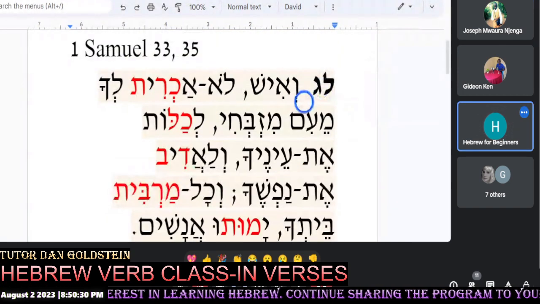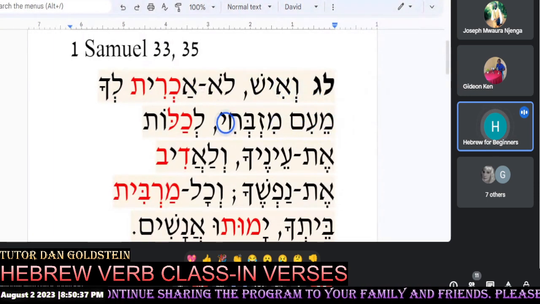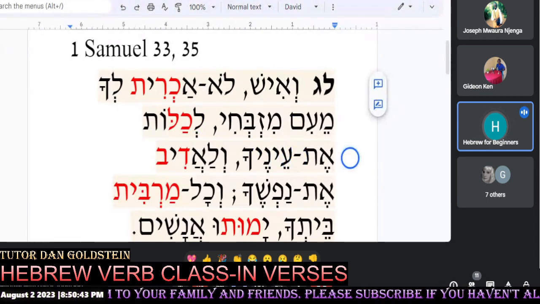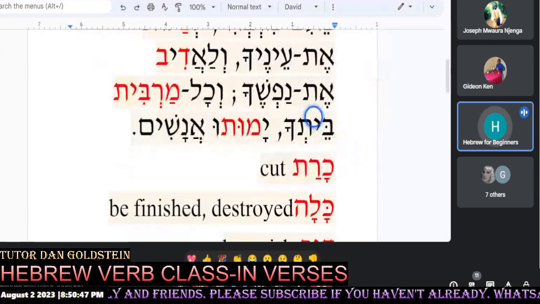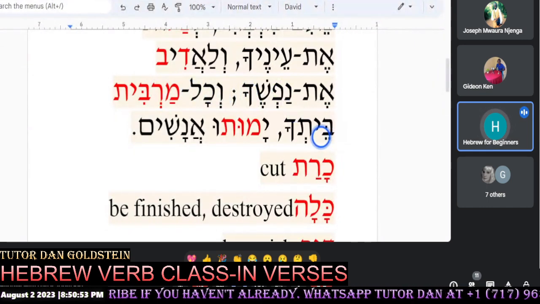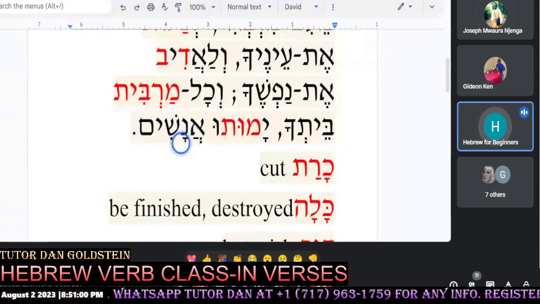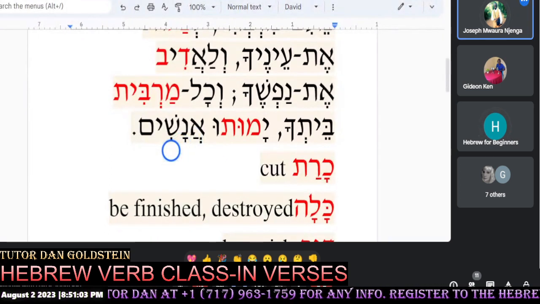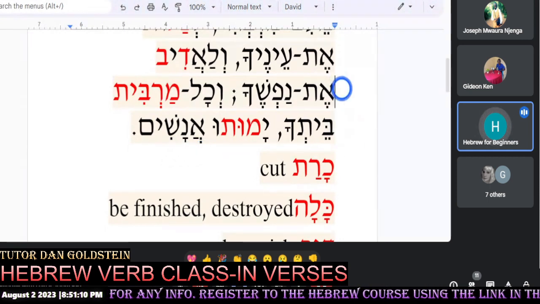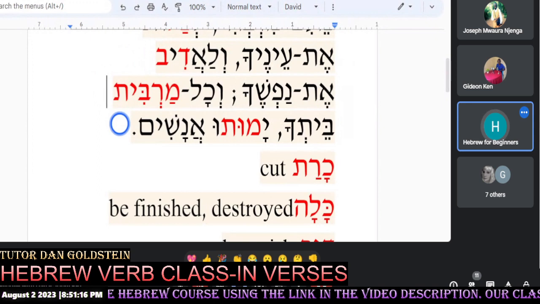Very nice. I won't cut off the men, your men, immediately from my altar. Lechalot et einecha, to fully shut your eyes. In other words, to completely desolate you. La'adiv et nafshecha, and cause you to fully languish. Nevertheless, v'chol marbit beitcha, all of the increase, all of the progeny of your house, yamutu anashim, will die as normal men, lose priestly privileges. So this is the full curse or destiny of Eli and his sons as a result of messing up the service of the sacrifices.